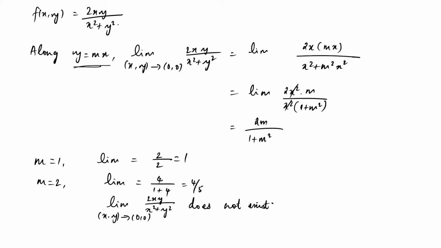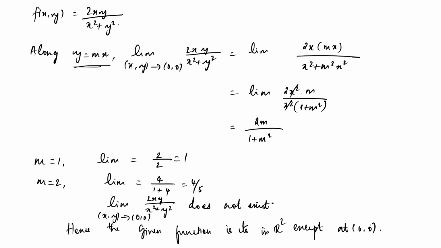If the limit itself does not exist, it means your function cannot be continuous at this point. Hence, the given function is continuous in R2 except at 0 comma 0. Only at this point the function fails to be continuous. In all other points the function is continuous. Is that clear? Yes, sir. Okay then. So next is continuity of composites.